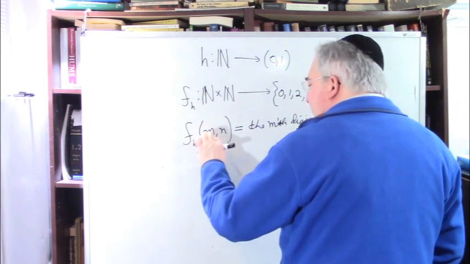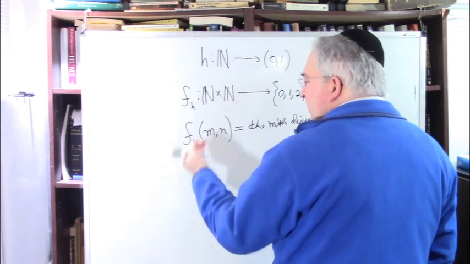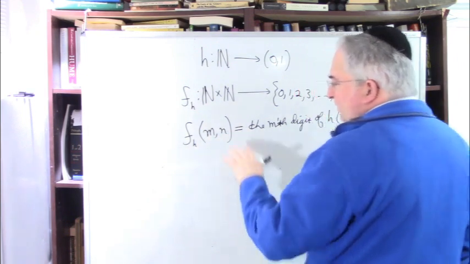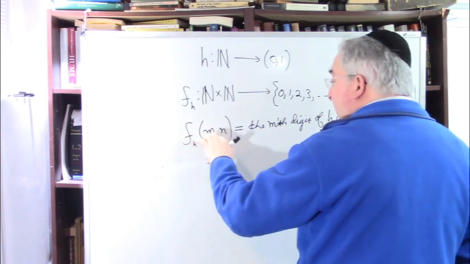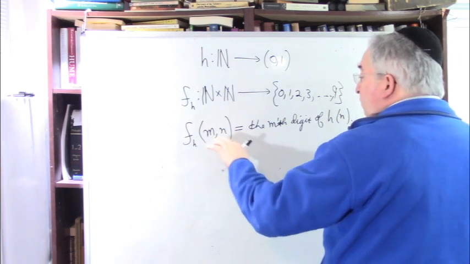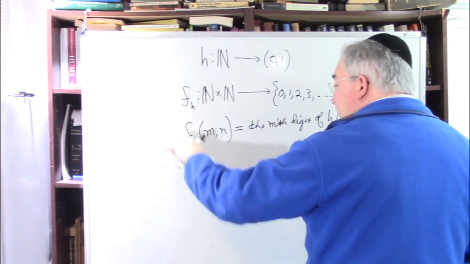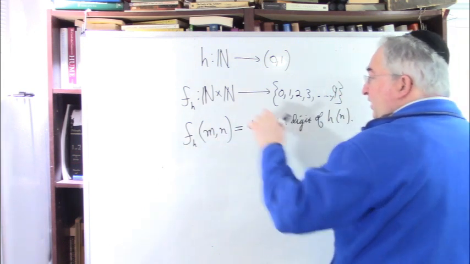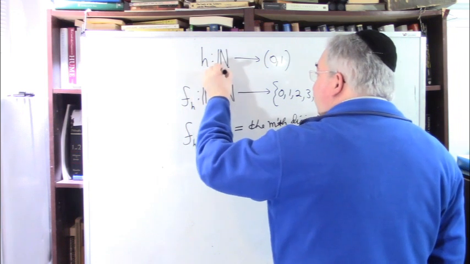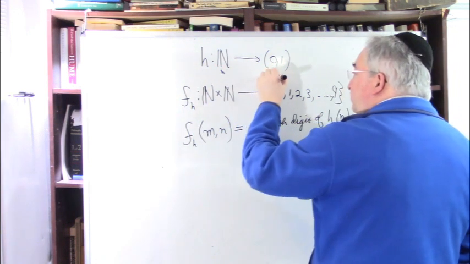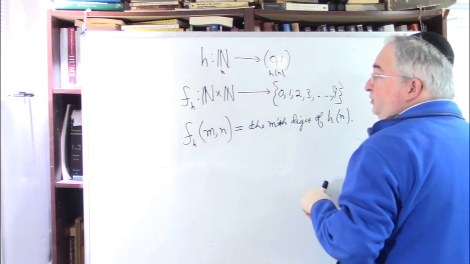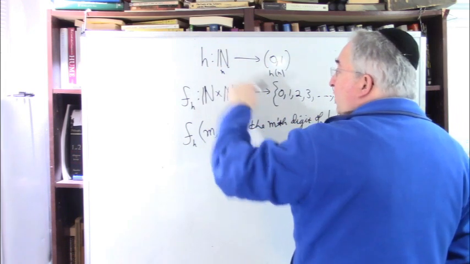Question: not is m in n, but how do we use m to describe n? So we're using m to describe n. This thing is the mth digit of h of n. So again, h is here, you have a little guy here, n, and so h of n is some number, some real number between 0 and 1. And you want to know what that is.